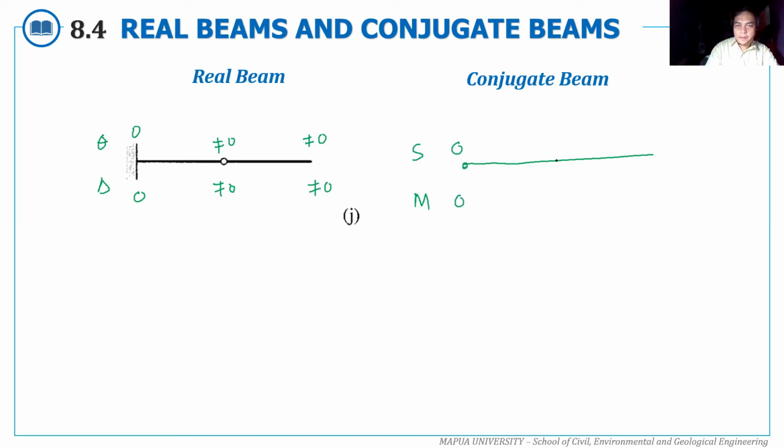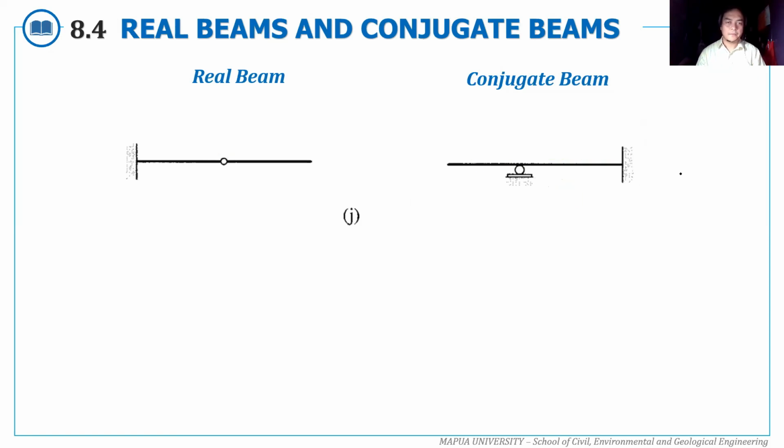Dito, not 0 din yung moment. So anong klaseng support yun? It would be an interior support. Yan. Tapos sa dulo, kanan, free end. So ano dapat na meron tayo dito para maging non-zero yung shear, non-zero din yung moment. Eh, di gawin kong fixed support. Diba? Ang fixed support, may shear force, may moment. So hindi zero. So yan yung maging conjugate beam nung letter J.